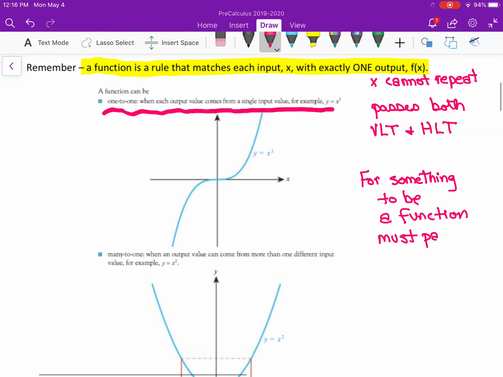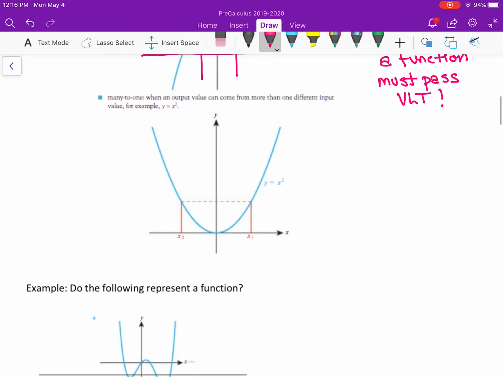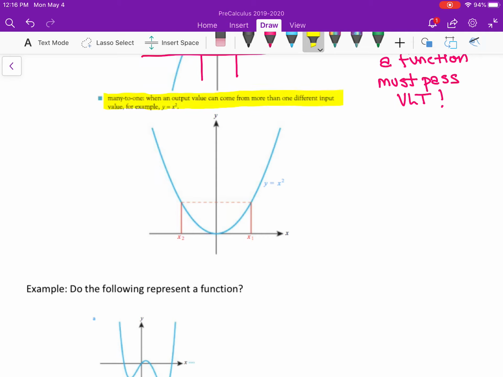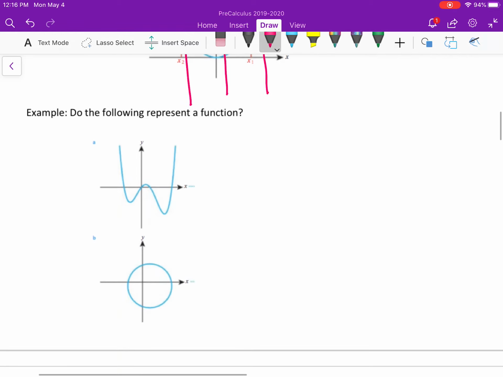And for something to be a function, it must pass the vertical line test. Okay, you might remember that. All right, so this graph right here passes the vertical line test. It also passes the horizontal line test, meaning that it only crosses at one point. This example is many to one, which means that the graph itself is a function, but the inverse, or when we did the horizontal line test, it would not pass. So the original graph is a function, the inverse would not be.